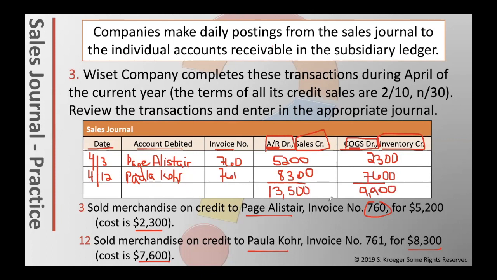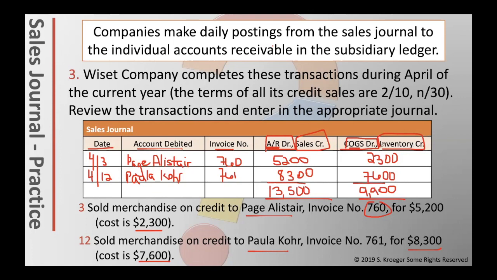In real life, what you would be doing now at the end of the month is you would be going to the accounts receivable debit account to the different customers, making sure that that's posted there to those accounts. They kind of already should be. Updating the main control account. You would be posting the 13,500 as a credit to sales. You would be posting 9,900 as a debit to cost of goods sold and a credit to inventory.